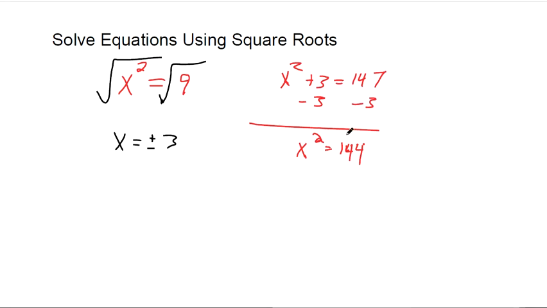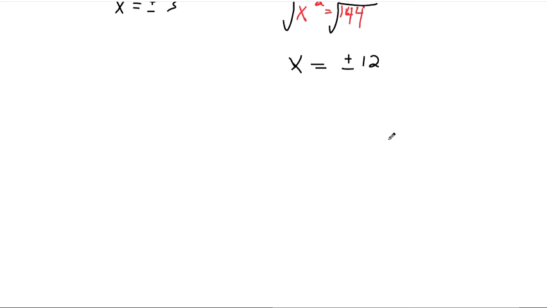Okay, so subtract 3 from both sides, you get x squared equals 144. Now here's where we use the square root trick, and anytime we use that to cancel out a number, as soon as my computer lets me draw that, we have positive and negative. And the square root of 144 is 12. Okay, so two answers.